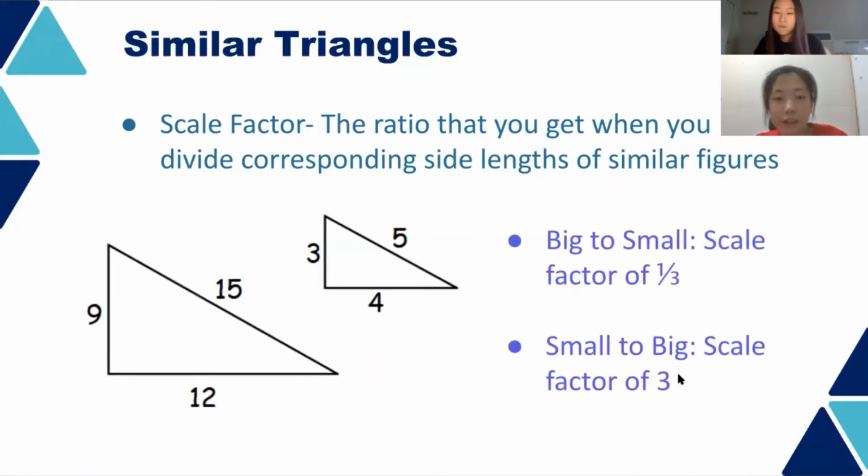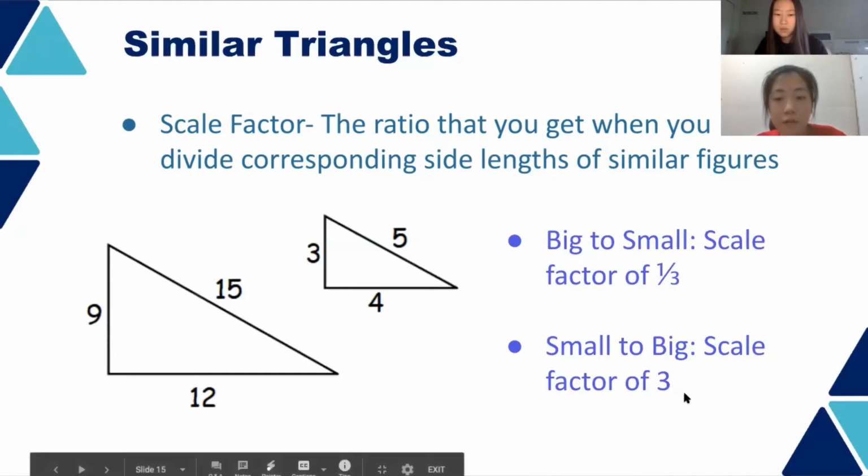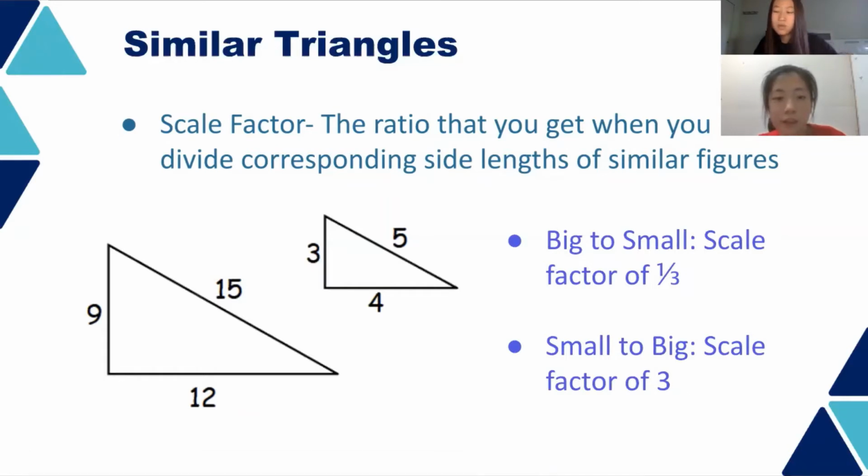So if you go from the big triangle to the small one, you have to divide all the sides by 3. Like 9 divided by 3 equals 3, 12 divided by 3 equals 4, and 15 divided by 3 equals 5. But if you want to go from small to big, you have to multiply by a scale factor of 3. So 3 times 3 equals 9, 4 times 3 equals 12, and 5 times 3 equals 15.